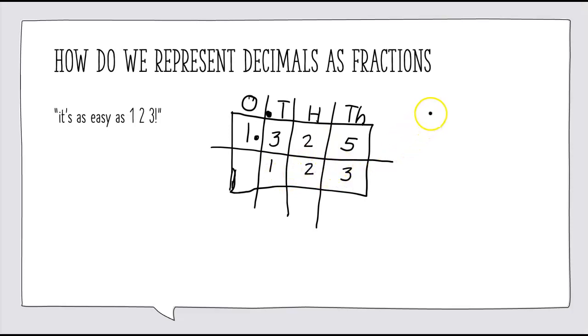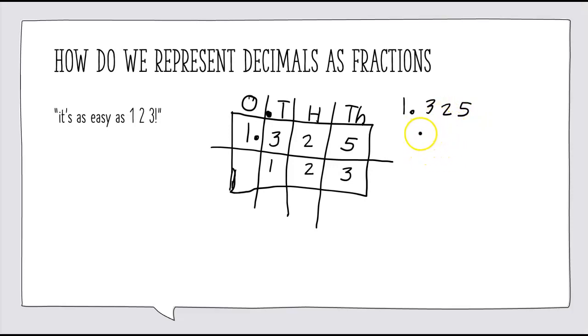So what this means is that if I just had the decimal 1 and 325 thousandths, I know that the 3 is in the tenths place because it's 1 place behind the decimal. I know the 2 is in the hundredths because it's 2 places behind the decimal, and the 5 is in the thousandths place because it's 3 decimal places behind the decimal.